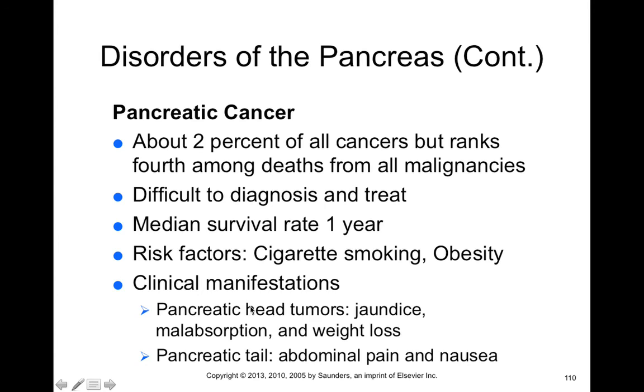If it's in the pancreatic head, right where the pancreas meets the duodenum, this leads to jaundice due to the poor elimination of bile. And so that bilirubin ends up building up in your body's tissues rather than being eliminated through your duodenum via bile. This can also lead to malabsorption and weight loss from decreased degradation of nutrients. And if it's in the pancreatic tail, this is more associated with things like abdominal pain and nausea, but not necessarily jaundice because it might not affect the elimination of bile.